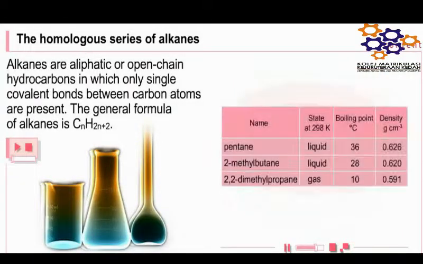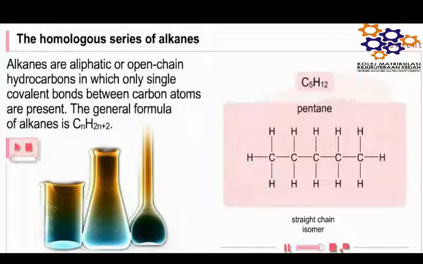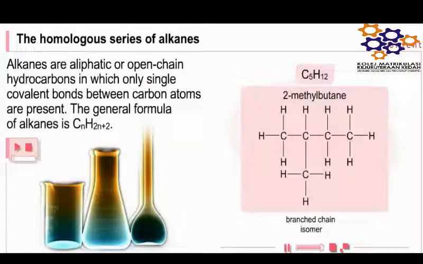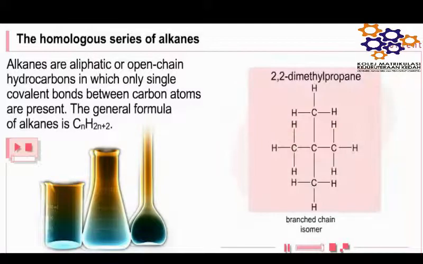If we compare the density and boiling points of the isomers, we can see that branched chain isomers have lower densities and boiling points. Branching prevents close contact of neighboring molecules, so that the strength of the intermolecular van der Waals forces is reduced.